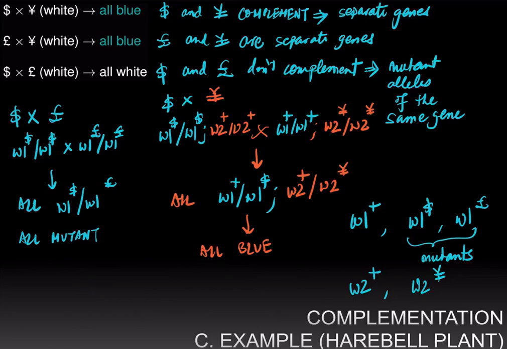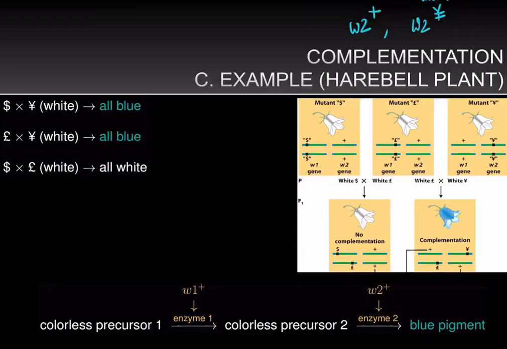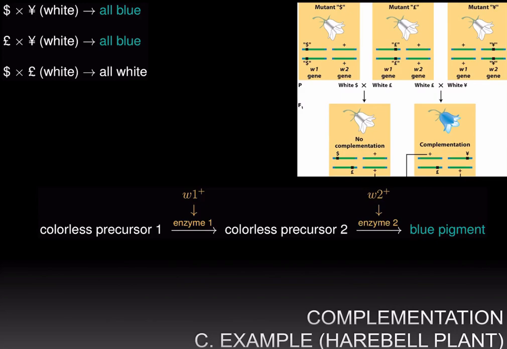It turns out that the reason for this particular behavior of complementation in these plants is because the W1 gene, the wild type allele of the W1 gene, makes an enzyme that converts a colorless precursor into a second colorless precursor, whereas the W2 gene, or the wild type allele of the W2 gene, makes an enzyme that converts the second colorless precursor into blue pigment.